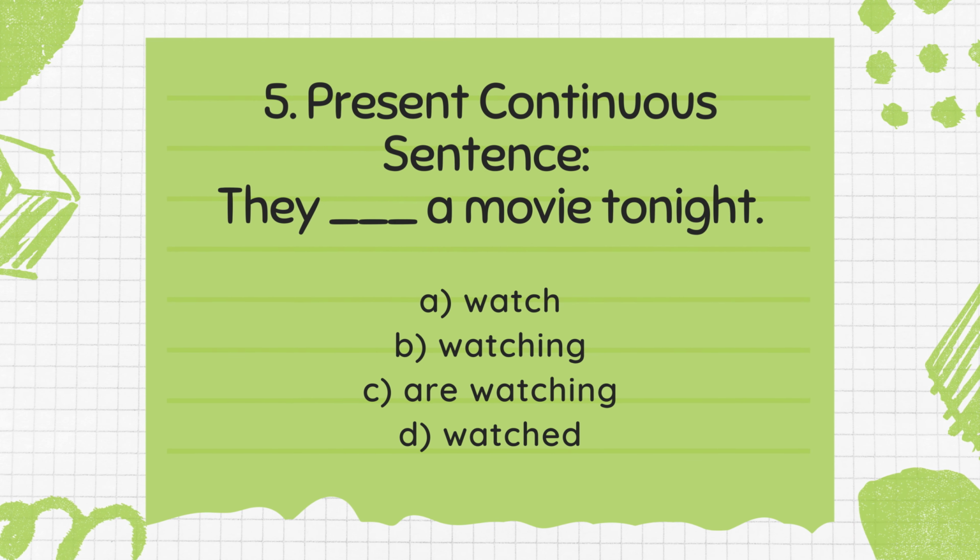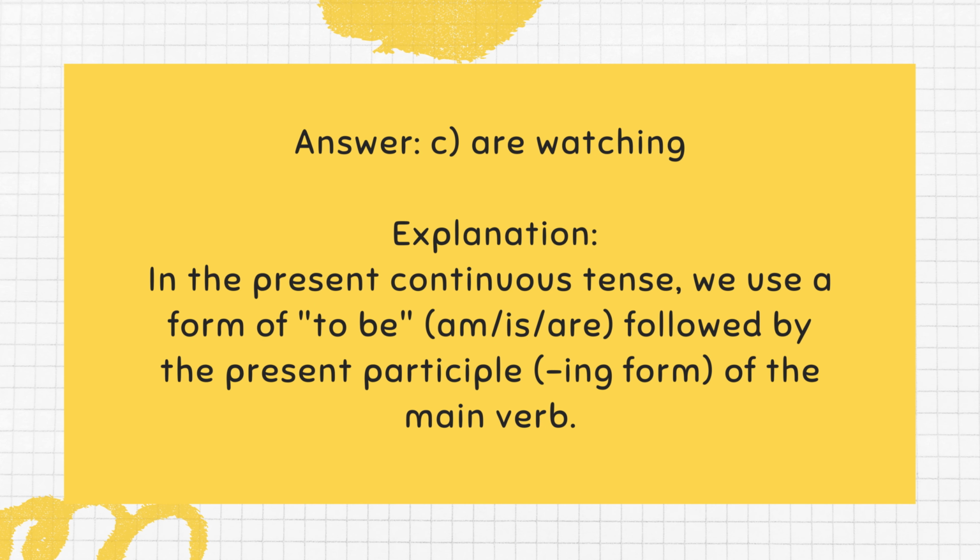5. Present continuous sentence. They, a movie tonight. A, watch. B, watching. C, are watching. D, watched. The answer is C, are watching.